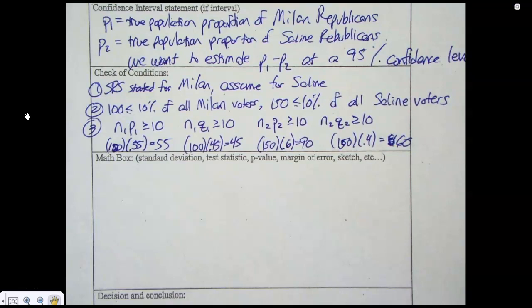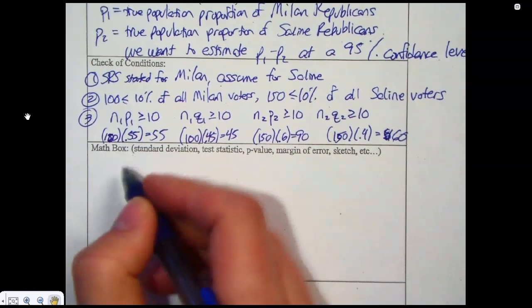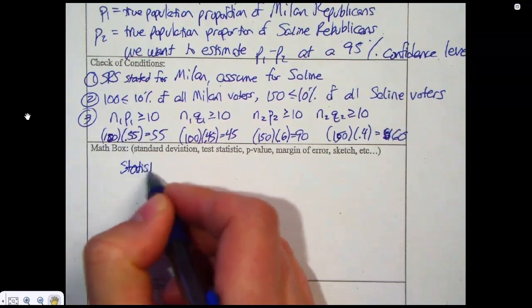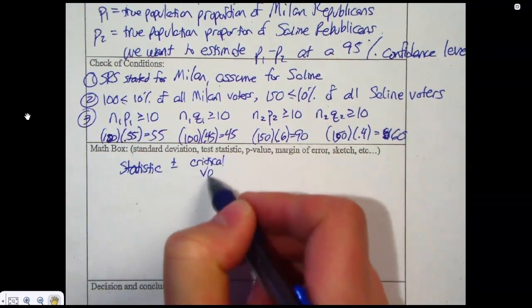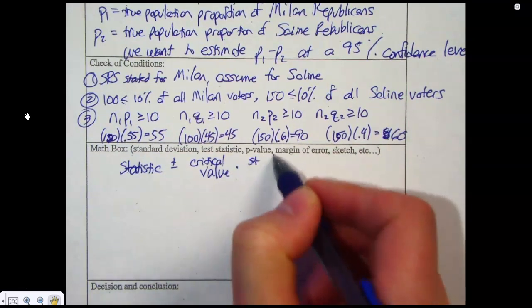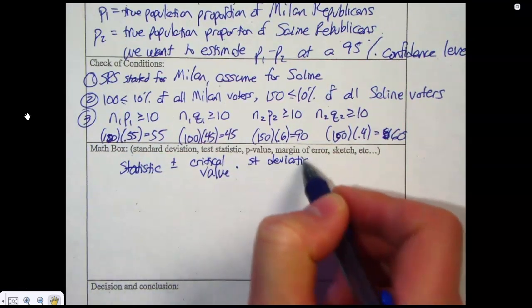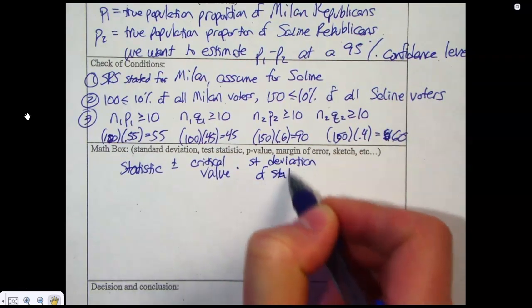Does that make sense what I'm doing? It's the same thing we did with the one sample version. We're just doing it for 2 samples. So then we're going to write the formula in words. So statistic plus or minus critical value times standard deviation of statistic.